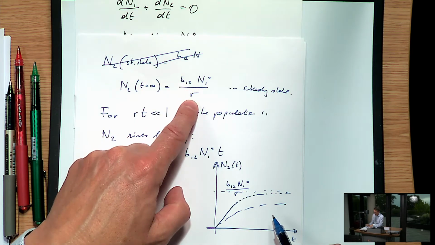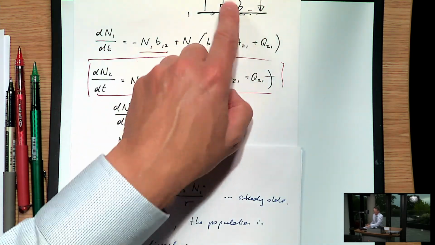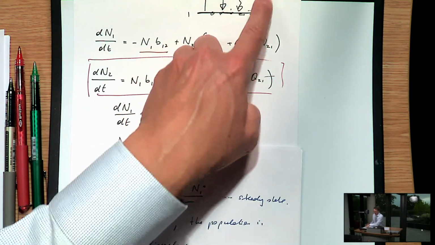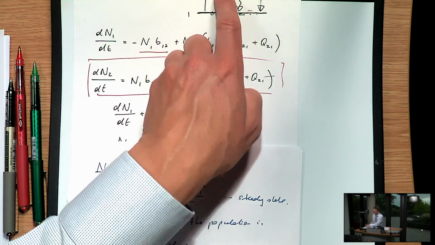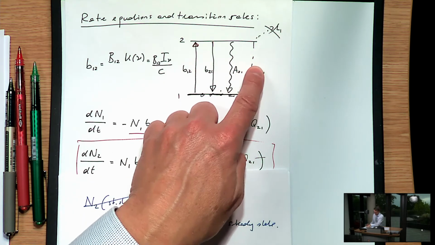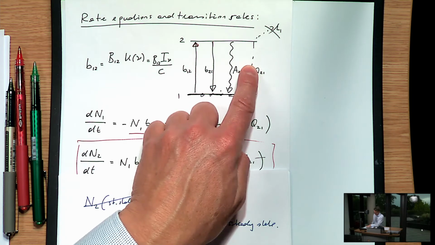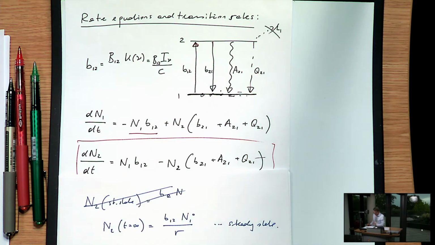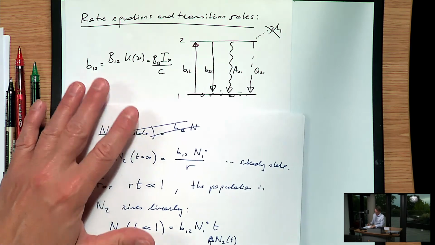For the same B, you get a lower level, and the reason for that is that you get more loss terms here, right? For the same B's. So these two terms dominate in this R, and therefore your steady state population will be relatively low, right?